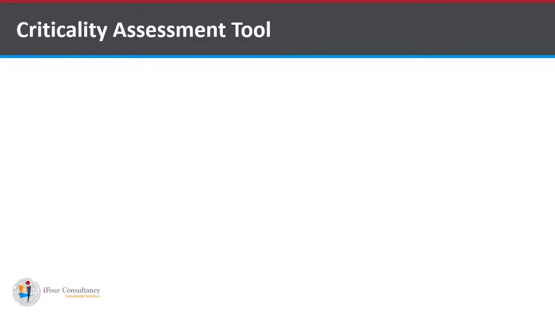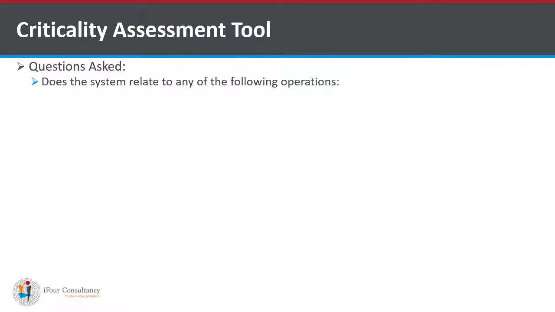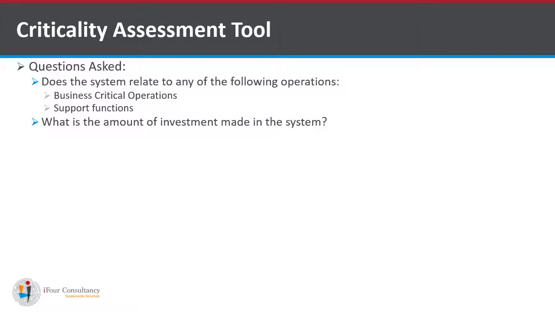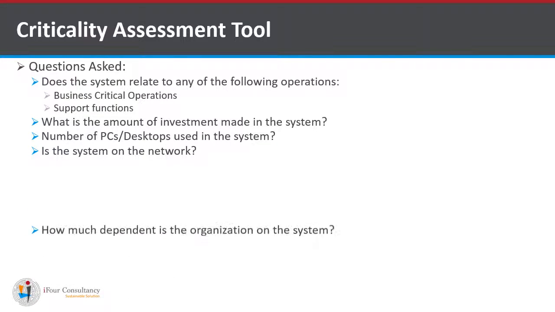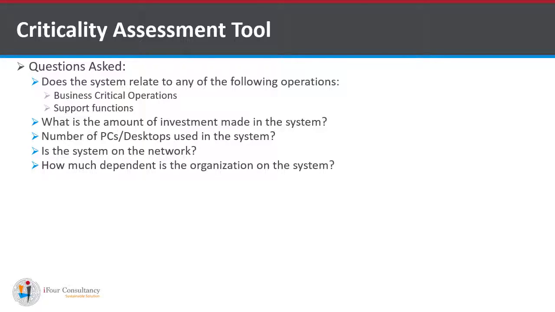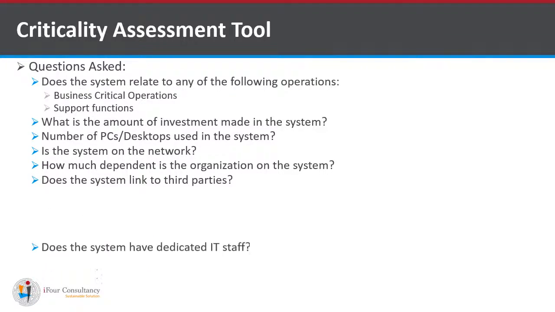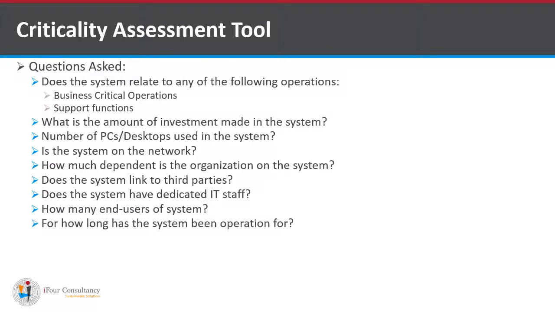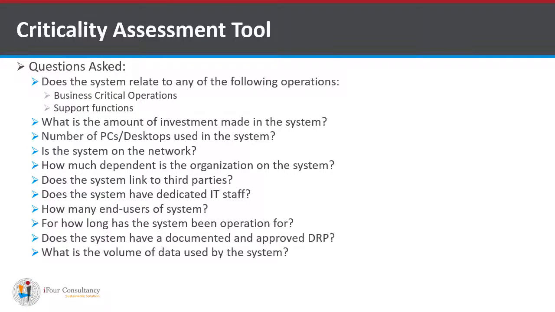The criticality assessment tool. What do you check in the criticality assessment tool? The checklist contains: does the system relate to any of the following operations, like business critical operations or support functions? What is the amount of investment made in the system? The number of PCs or desktops used in the system? Is the system on the network? How dependent is the organization on the system? Does the system link to third parties? Does the system have dedicated IT staff? How many end users does the system have? For how long has the system been in operation? Does the system have a documented and approved disaster recovery plan? What is the volume of data used by the system?